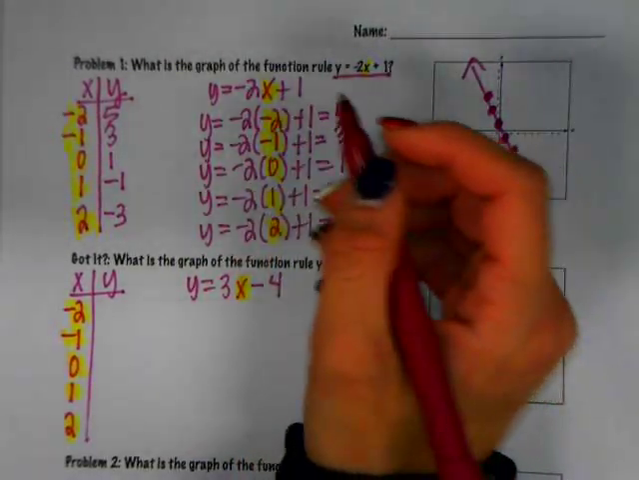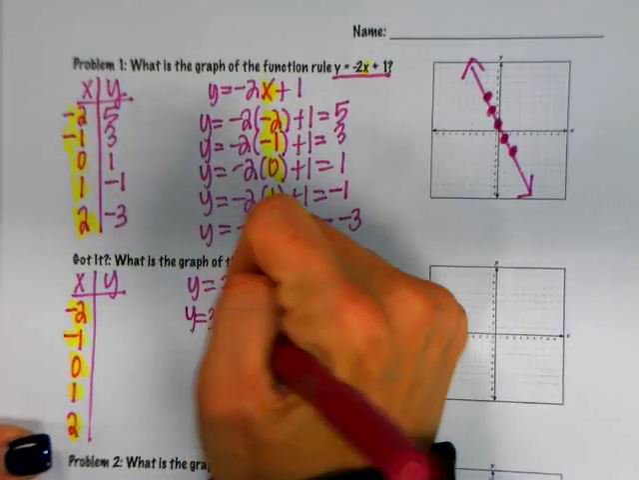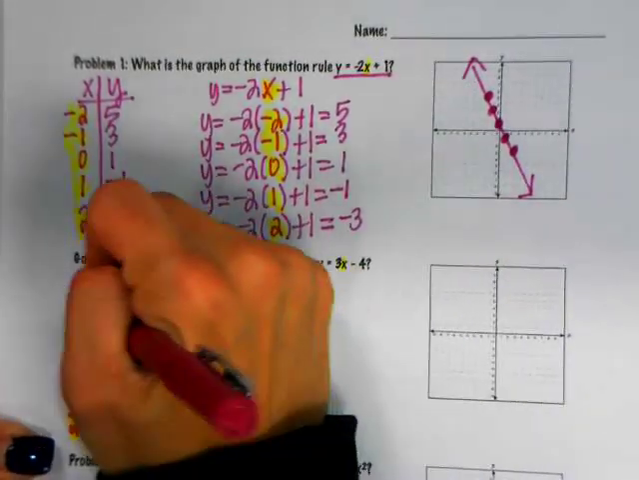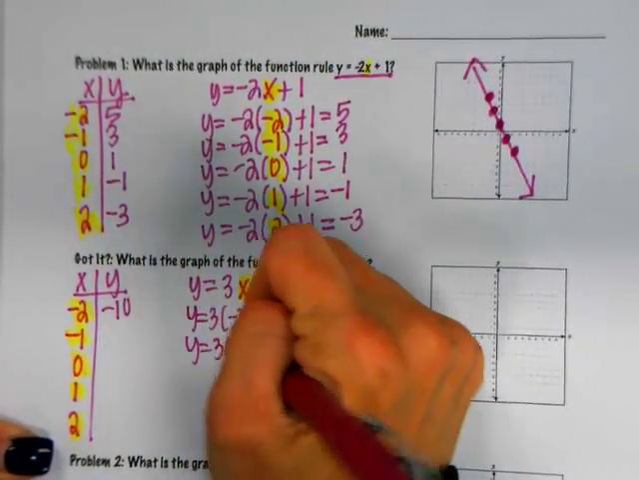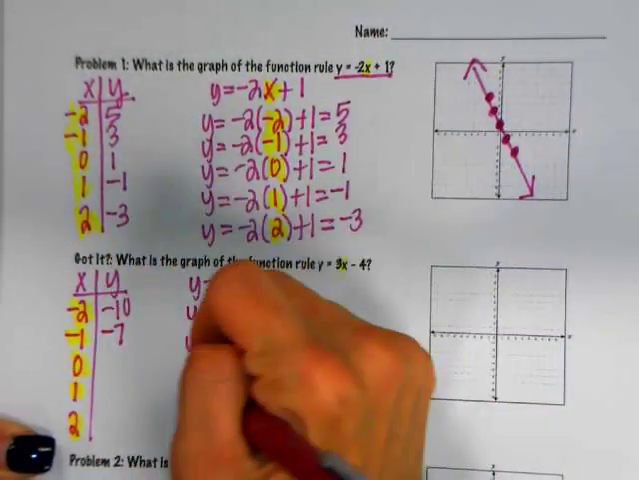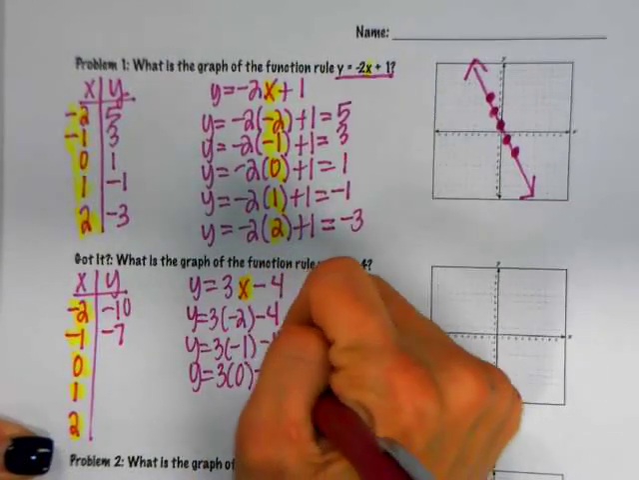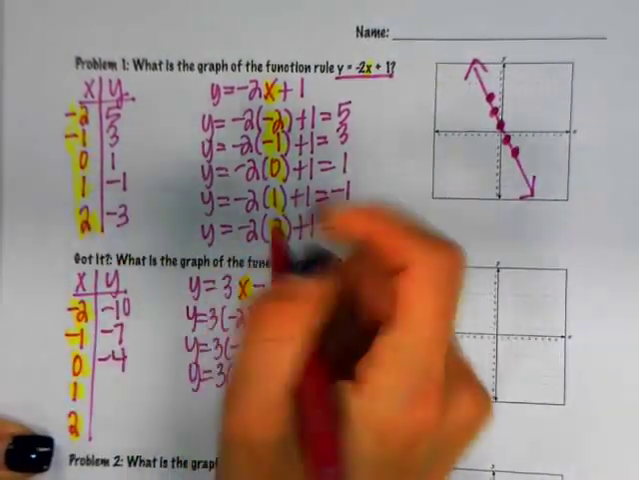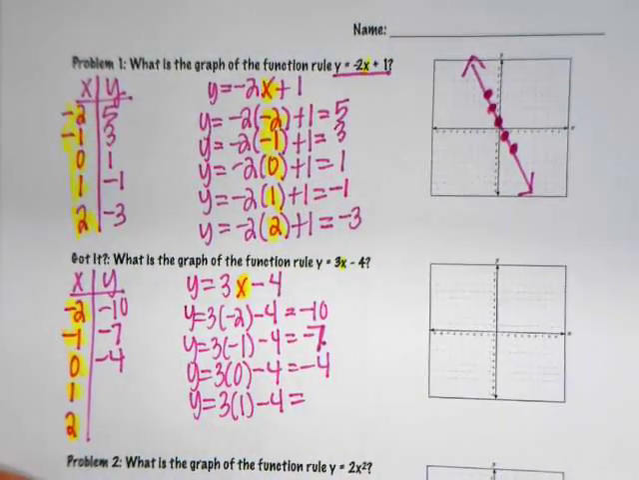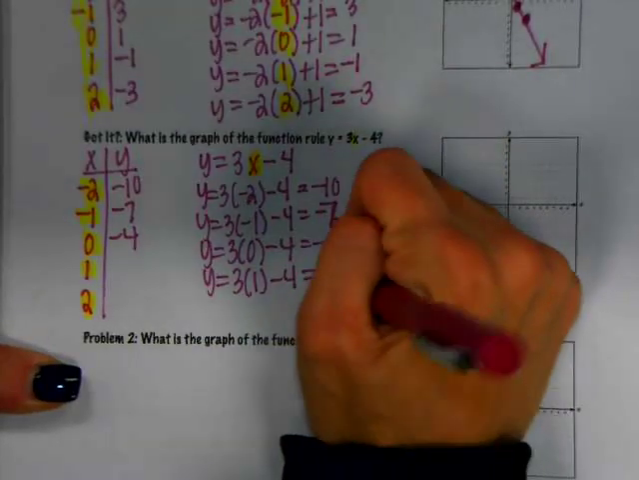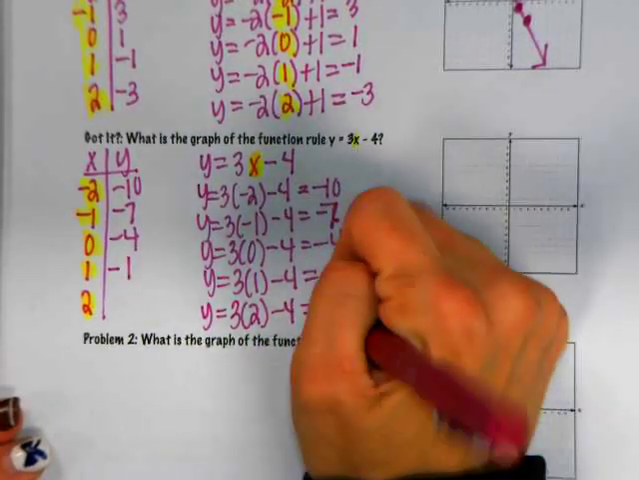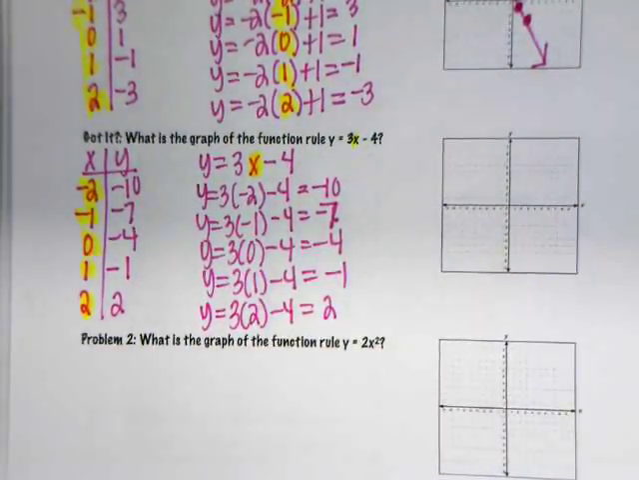Okay, I'm going to just kind of start going. So you're going to do y equals 3 times negative 2 minus 4. What do you guys get for that? Negative 10. And 3 times negative 1 minus 4. Negative 7, yeah. And 3 times 0 minus 4. Negative 4. 3 times 1 minus 4. Yes, negative 1. And then 3 times 2 minus 4. 2. Yep. Okay, so plot those points.